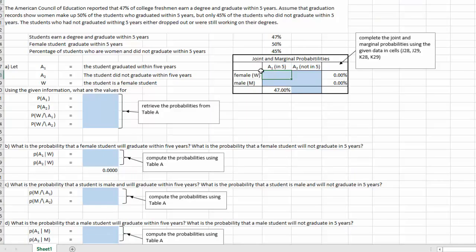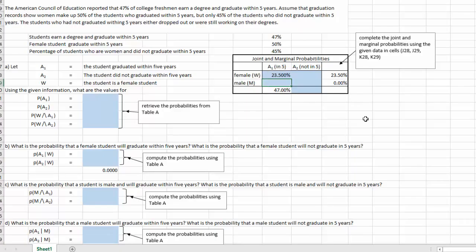Now this is an event. A1 is the event, and the event is graduated within 5 years. Okay? So we want to say equals, we have 47% of the people graduating, so we'll click that one, and we want to multiply that by the probability of a female graduating within 5 years, or 50%. And we hit enter on that one.